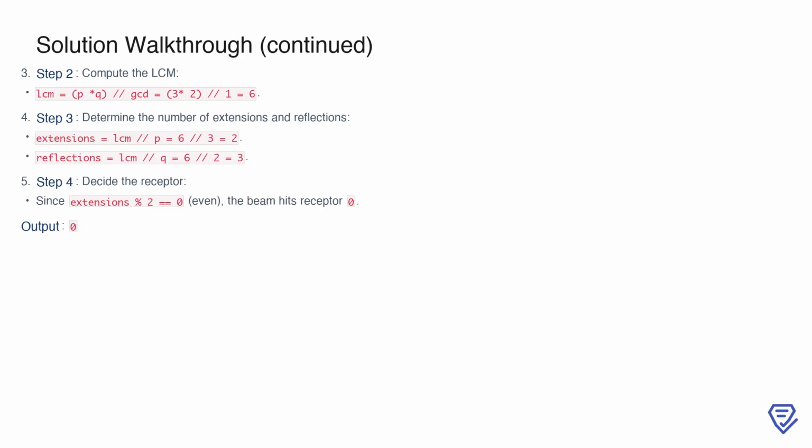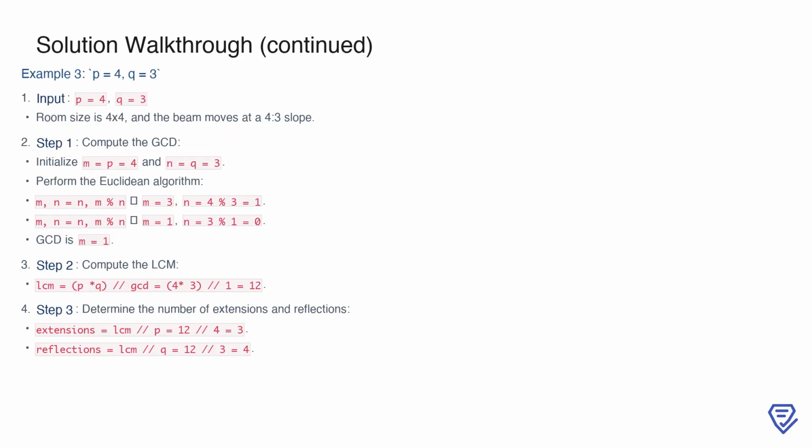Next, let's explore another example where the room size is 4 times 4 and the slope is defined by P equals 4 and Q equals 3. In this example, the beam travels through a 4 by 4 room and follows a slope of 4:3. To determine the receptor, we first compute the GCD of P equals 4 and Q equals 3.